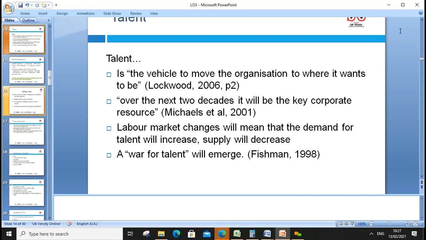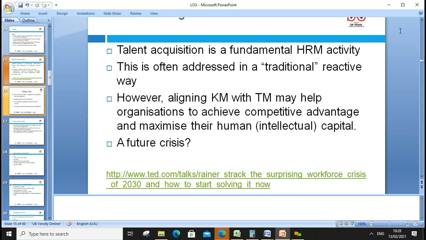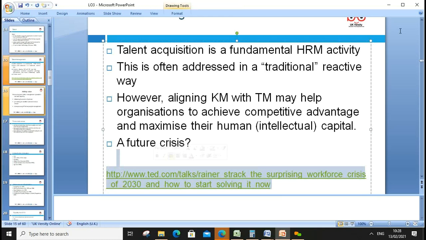Labor market change will mean the demand for talent increases and supply decreases. A war for talent will emerge. Yes, organizations are looking: if you have talent, you have skills, you have competencies, organizations are looking for you and really want to recruit you. So that's the key thing. Okay, talent acquisition is the fundamental human resource activity to address the traditional directive. However, with knowledge management, talent management will help organizations to achieve competitive advantage. We can stay ahead then.